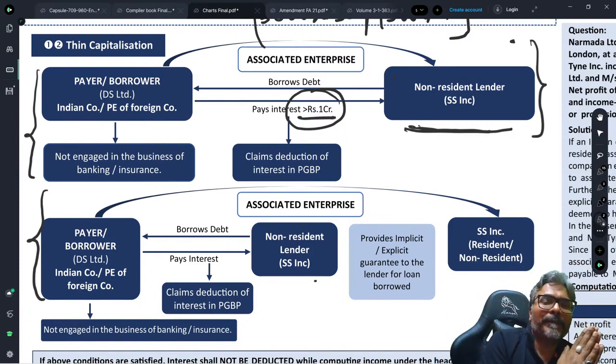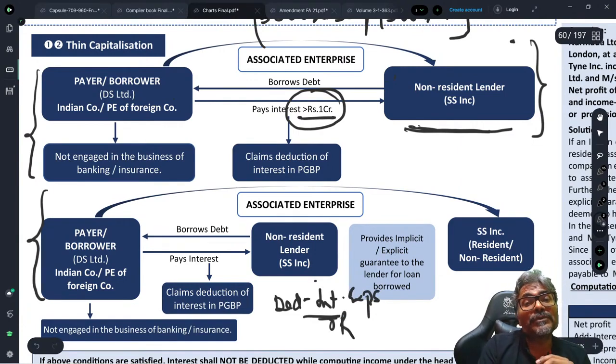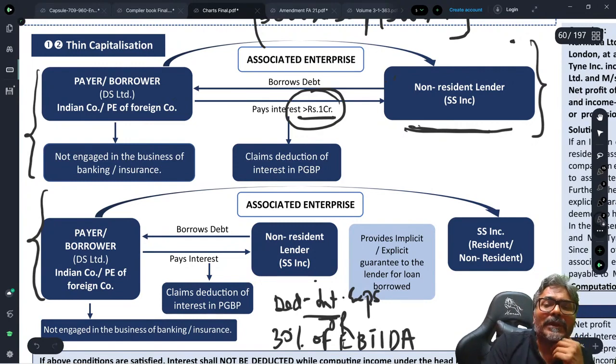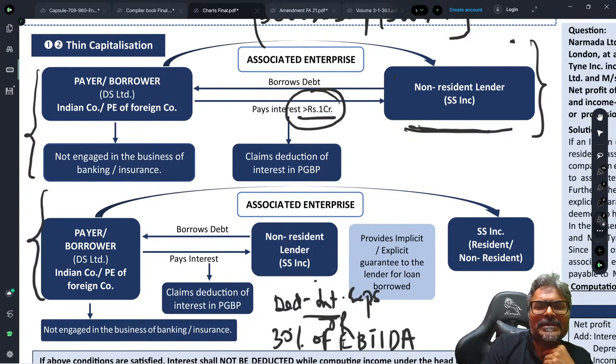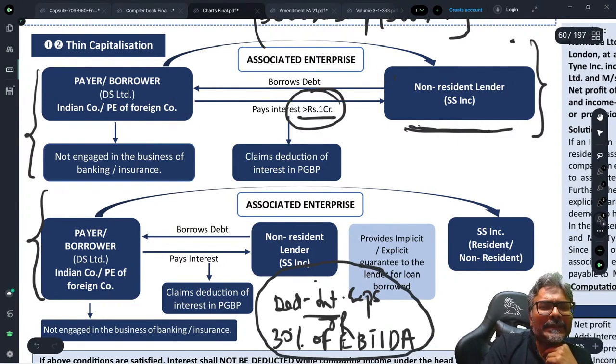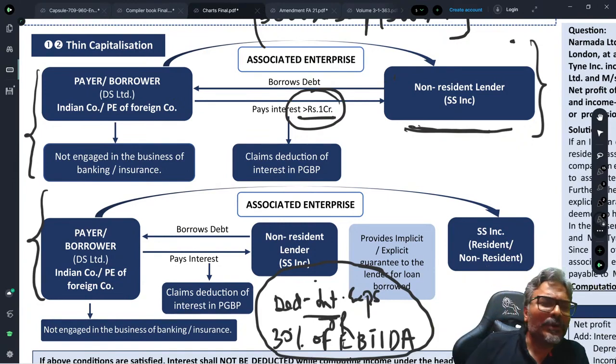We will look into 94B. Now, students, 94B says that the deduction of interest expenditure that we are going to give would be subject to 30% of EBITDA. This is a finance term, earnings before interest, tax, depreciation and amortization. So in this context, the deduction would be the lower of the two. Which means that the interest expenditure is compared with 30% of EBITDA, and the lower of the two is what will be eligible for deduction. I hope that every one of you is clear with this one.